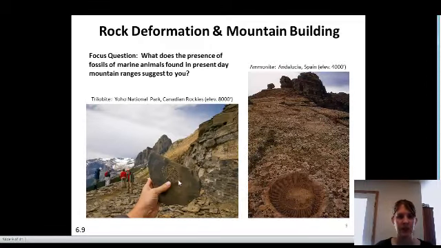So this is a fossil of a trilobite that's found in Yoho National Park in the Canadian Rockies. And this is, I think, an ammonite in Andalusia, Spain. So what this should indicate to you is that these mountain ranges were once underwater. That's the only way you can get marine animal fossils in these high elevation mountain ranges.